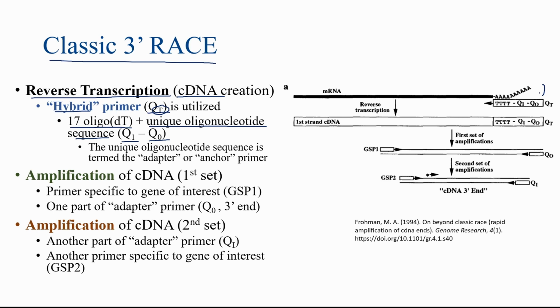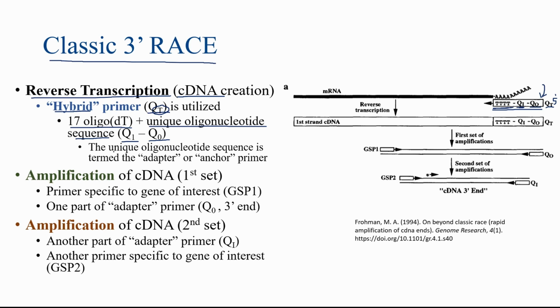Here you can see the actual primer, the QT. QT consists of all of this. It has an oligodeoxythymidine, or in other words, a bunch of thymidine bases. You have a Q internal sequence, that is, it's internal, it's not towards the 5' end, and it has also a Q outer sequence, which is also called the QO.